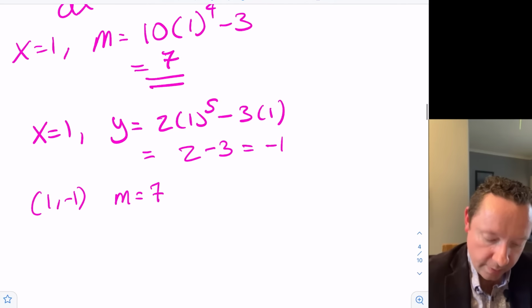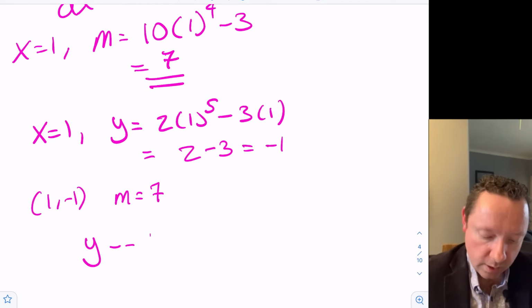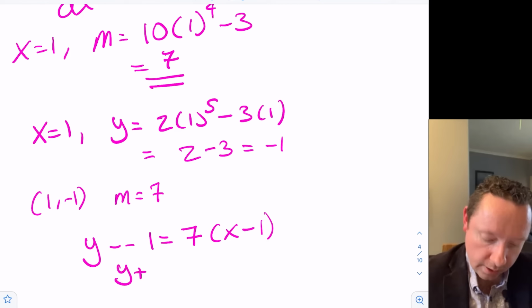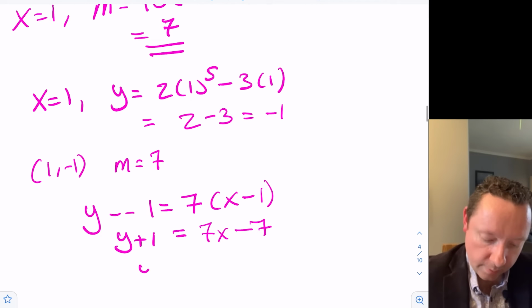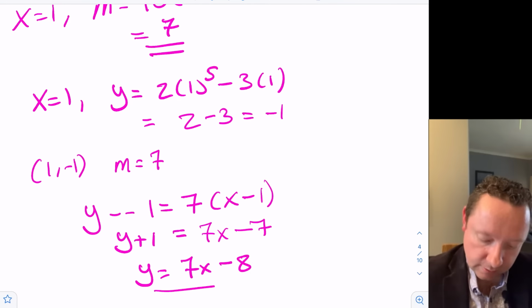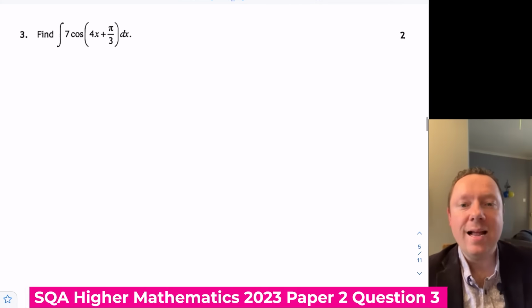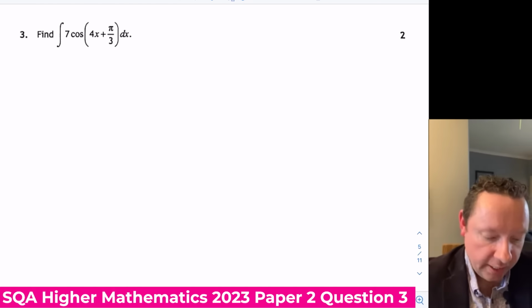So we can use y minus b equals m(x minus a): y minus (-1) equals 7(x minus 1). So y plus 1 is 7x minus 7. So y must be 7x minus 8. And we're done there. SQA Higher Maths 2023 Paper 2 Question 3.